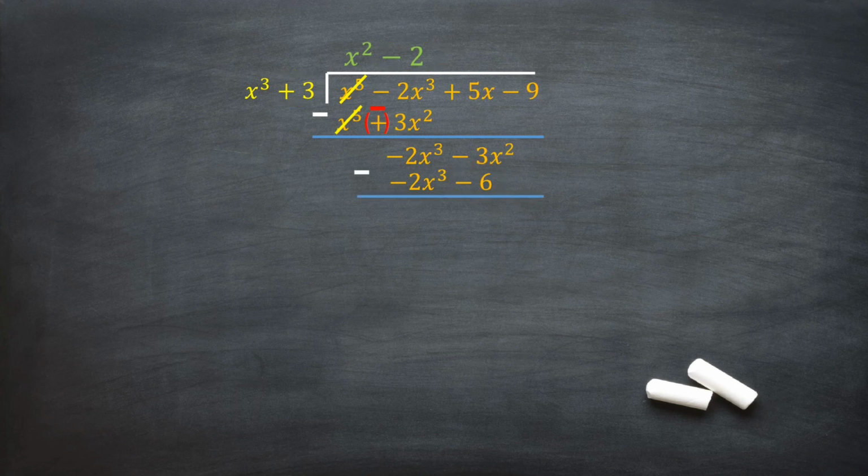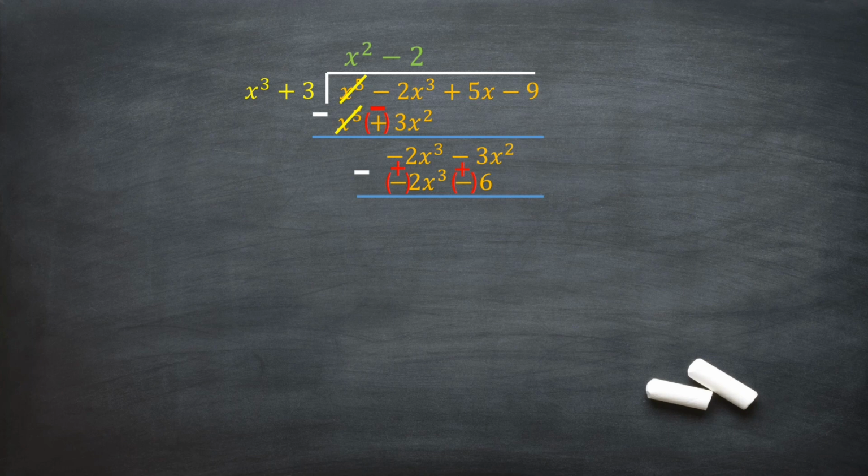And then we subtract. So negative 2x cubed minus 3x squared, minus negative 2x cubed minus 6. Again, before we subtract, we have to change first the signs of our subtrahend to its opposite sign. So our negative 2x cubed will now become positive, as well as our negative 6 will now become positive 6. After changing the signs of all the terms in our subtrahend, we will now disregard the minus sign in between the minuend and the subtrahend.